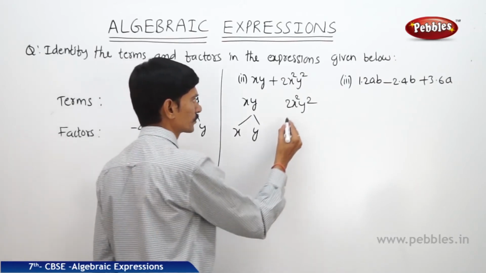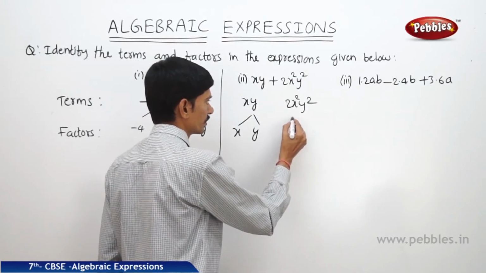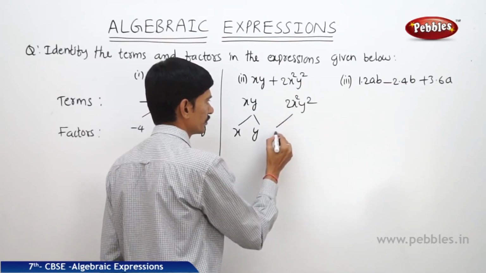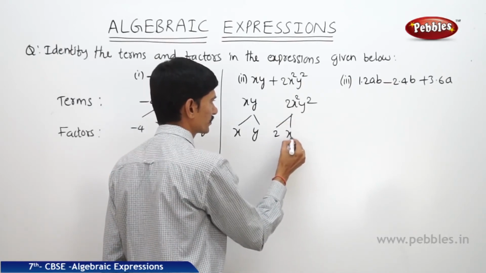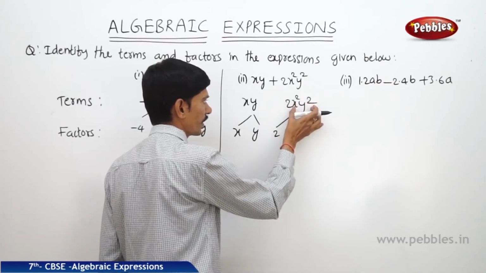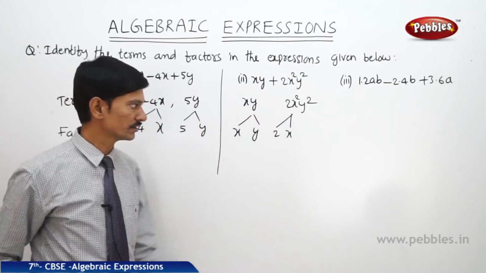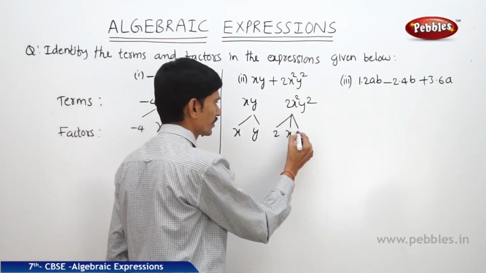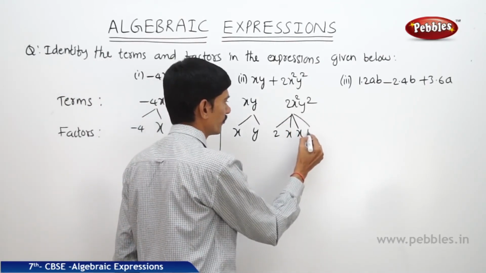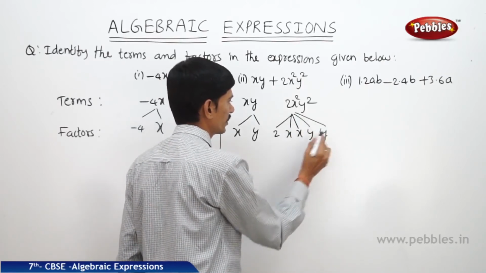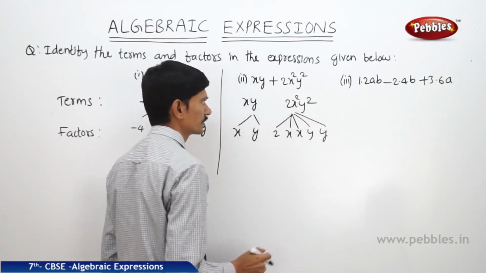Now the second term, 2x square y square, consists of five factors: 2 is also a factor, then x, one more x, then y, and again y. So totally it consists of 5 factors. These are the factors of the second term.